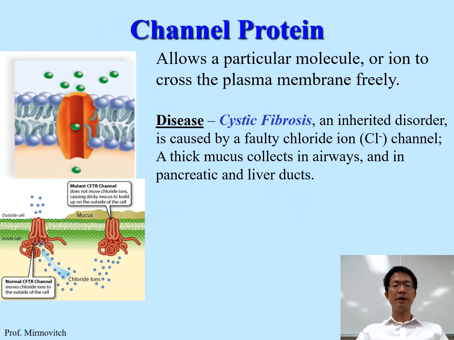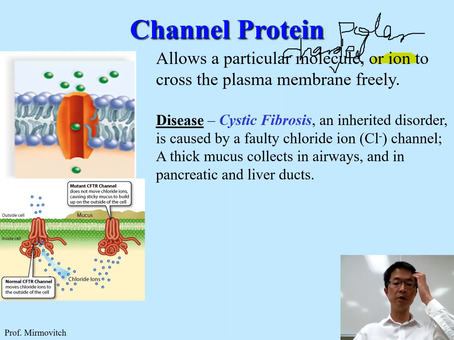So channel protein. Well, I talked about channel protein. We have 3 types of channel: leak channel, voltage gated channel, and ligand gated channel. And they are for transporting ions or charged or polar molecules. All these have to go through a membrane channel.